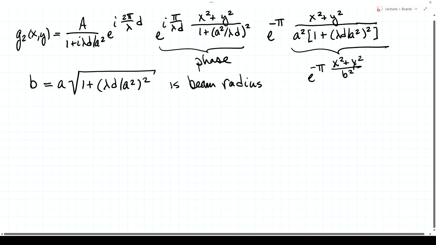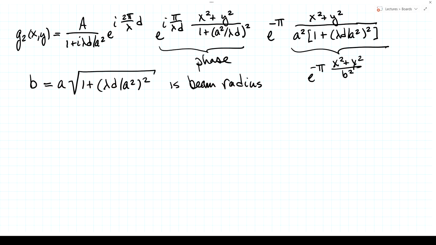So what we see is that for a Gaussian beam, as it diffracts, it remains a Gaussian beam in the sense that the amplitude is a Gaussian, but the beam radius changes. So at d equal to zero, this of course is just equal to a, and as d gets bigger, the beam radius gets bigger, and that's the property of diffraction. A field that is limited to a region in space tends to spread out.